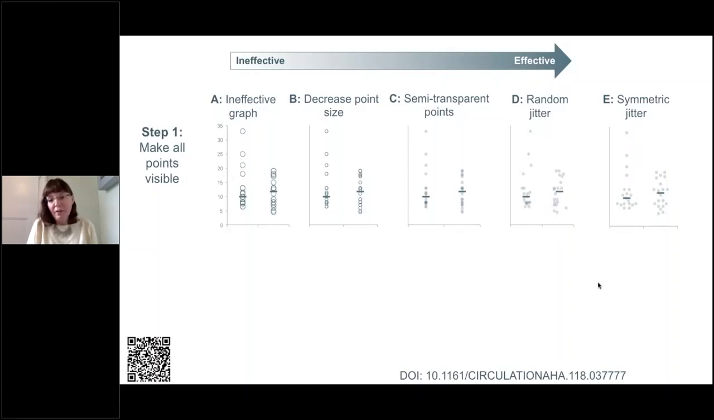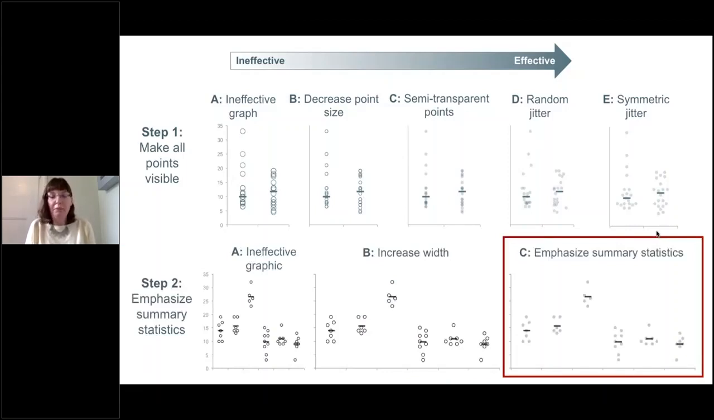So the best option is really to go with symmetric jittering. And with symmetric jittering, we align the points on either side of an imaginary line through the center of that group so that we can clearly outline the shape of the data distribution with our eyes. So first step, make all of your data points visible with symmetric jittering. The second step is we're going to use emphasis and de-emphasis to emphasize the summary statistic.